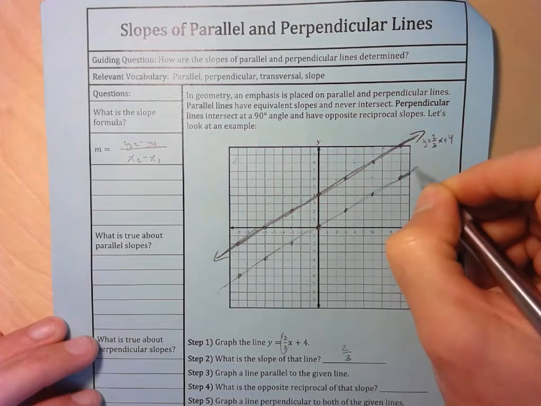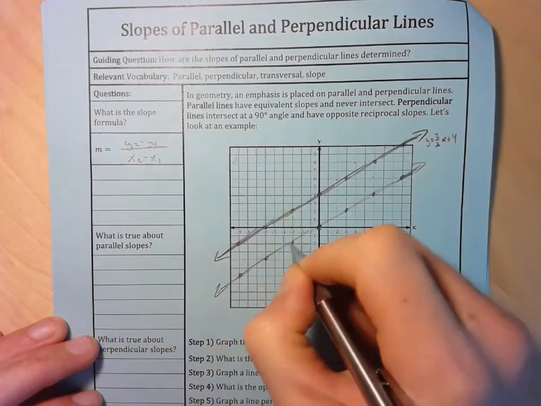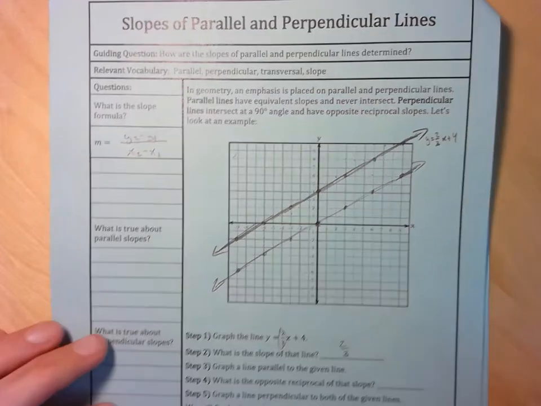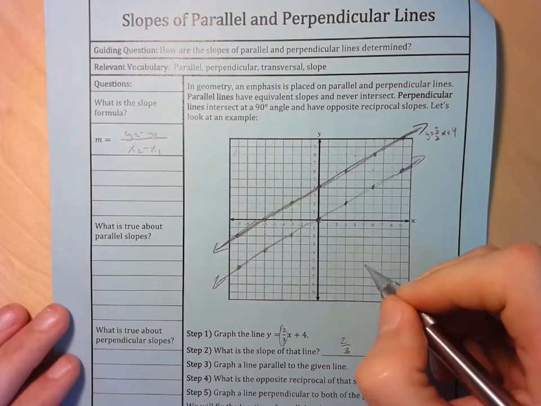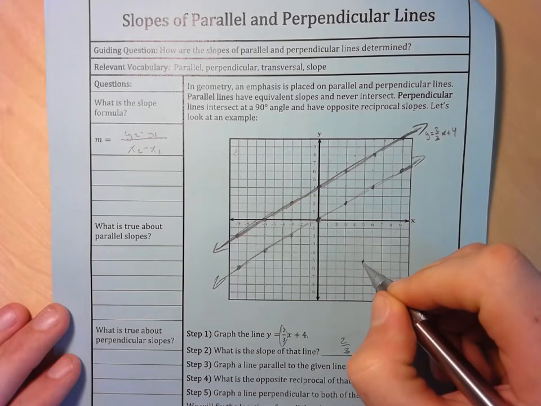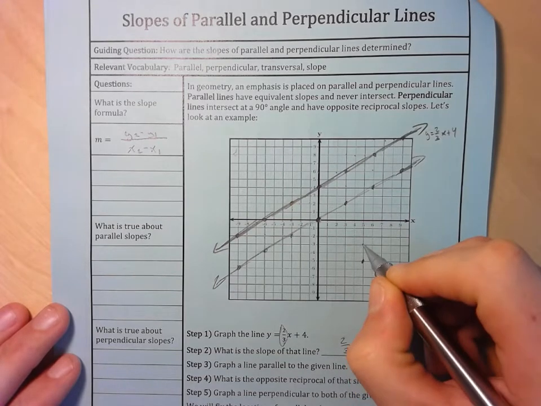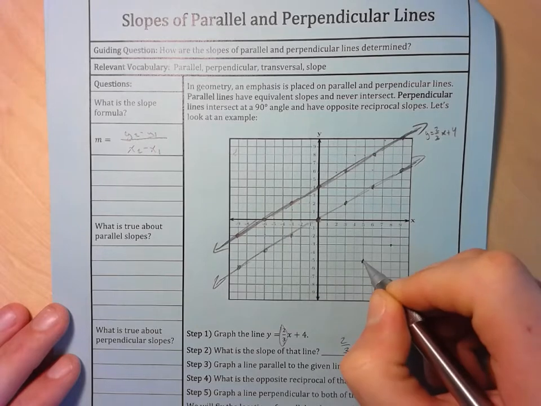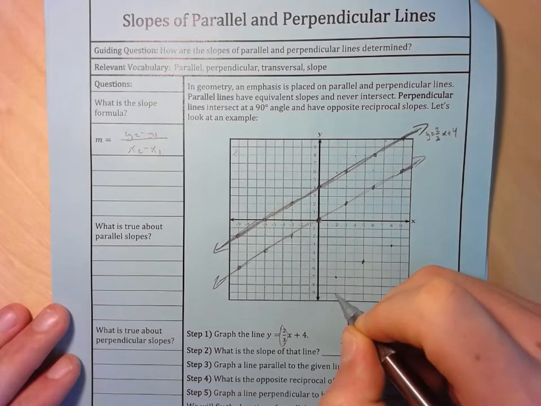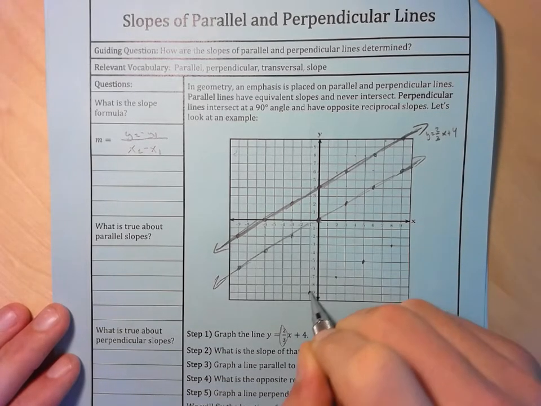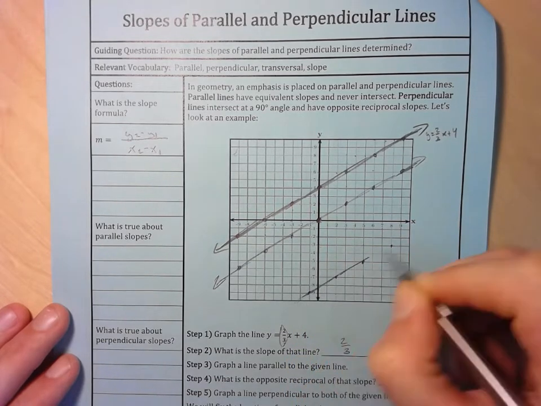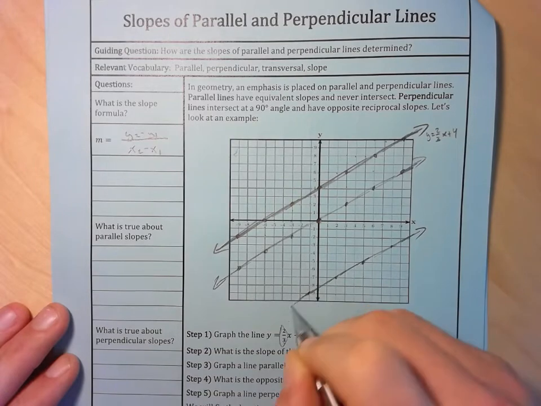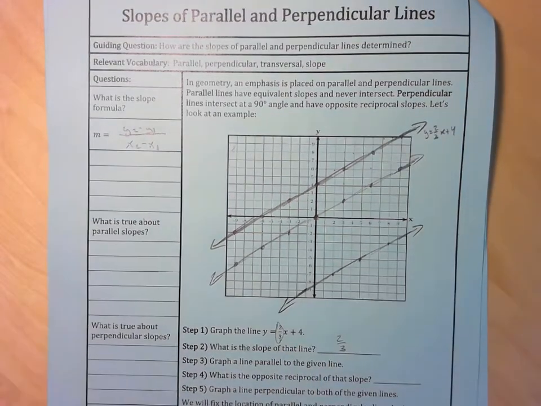So this line here is parallel to the given line, and like I said, it really doesn't matter where we start. We could pick this point right here, and as long as we went up 2 over 3, or down 2, back 3, even though the y-intercept is on a fraction there, all three of those lines are parallel because they have the same slope.